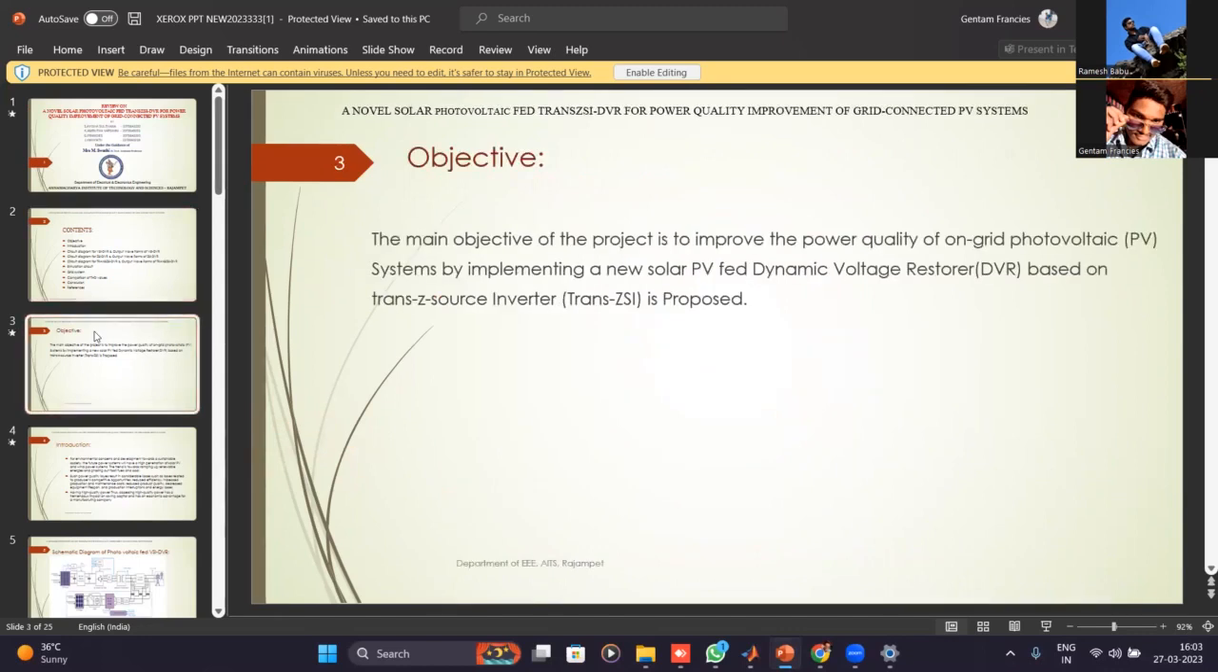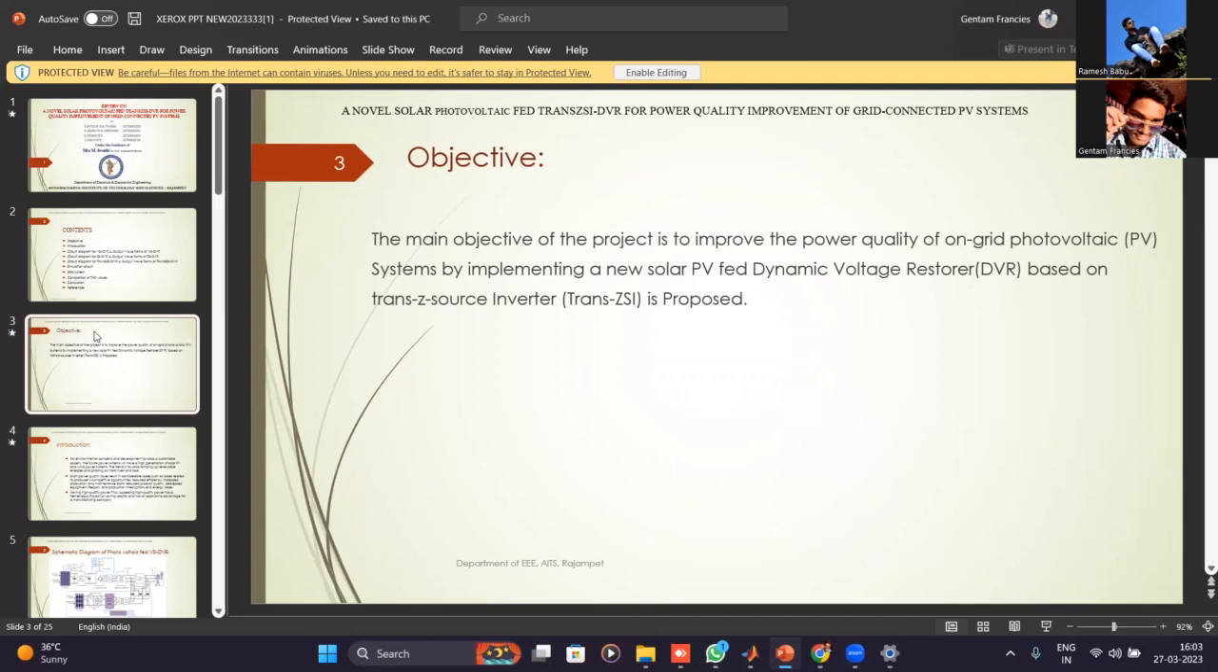The main objective of this project is to improve the power quality of on-grid photovoltaic systems by implementing a new TransZSI. In this project, a new solar PV fed dynamic voltage restorer based on TransZSI inverter is proposed to improve and enhance the power quality of the on-grid photovoltaic system.